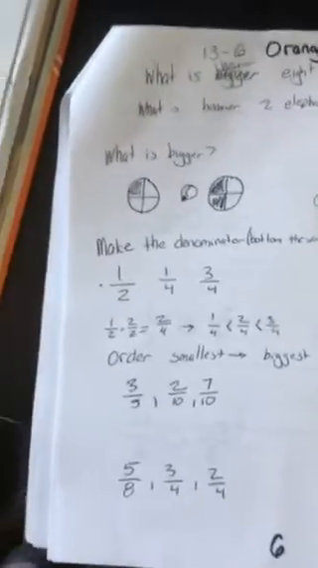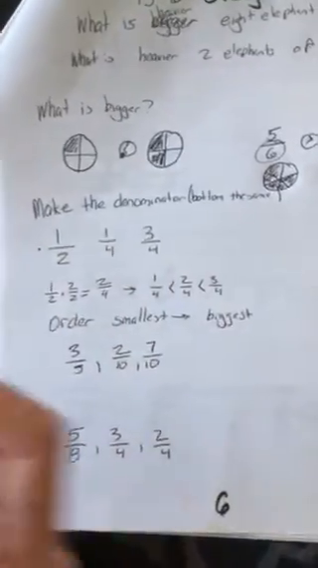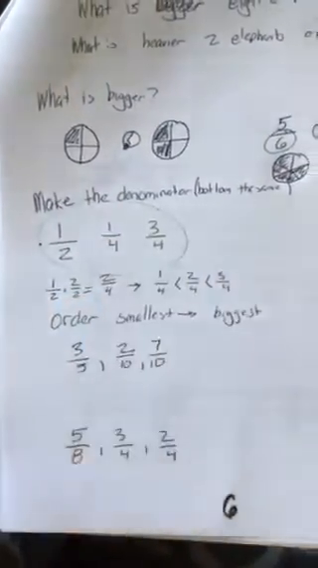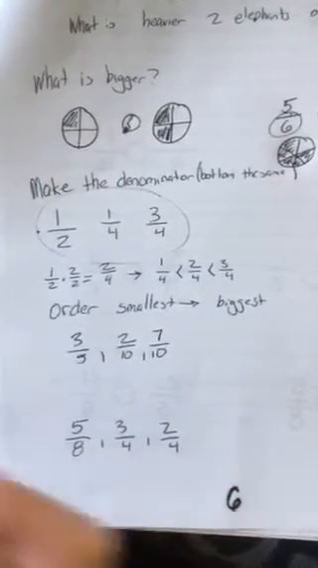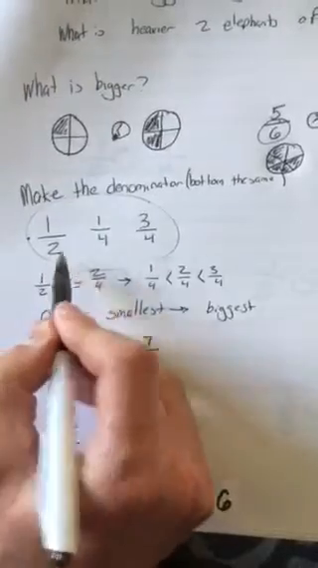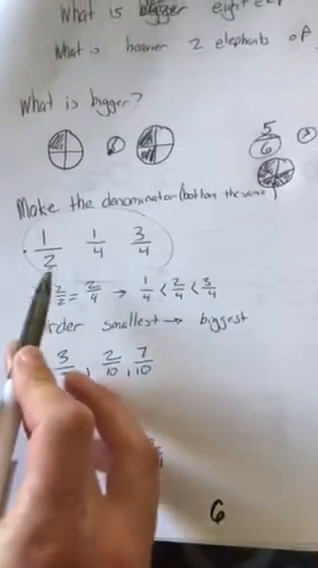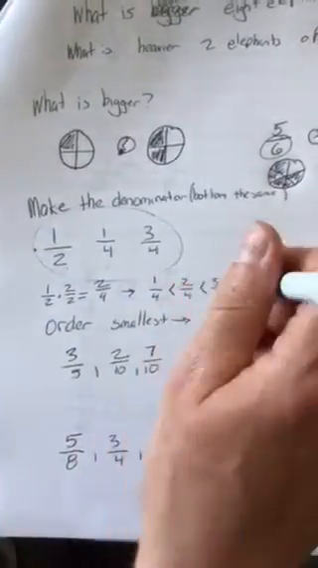But we get into trouble if we're comparing elephants to giraffes. And so let's look at these ones right here. It gives us 3 numbers, and it says put them in order from smallest to biggest. And look, we've got an elephant here and 2 giraffes here. So we don't know how to compare them because our pieces are different. Okay, so there's 2 different ways that we could do it.